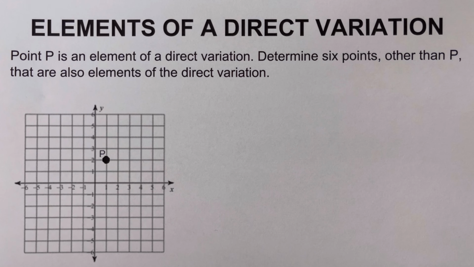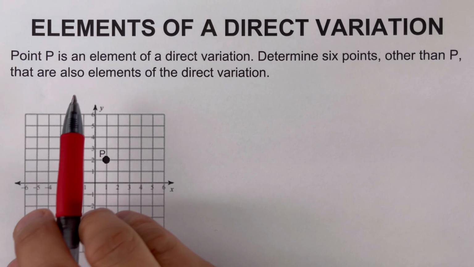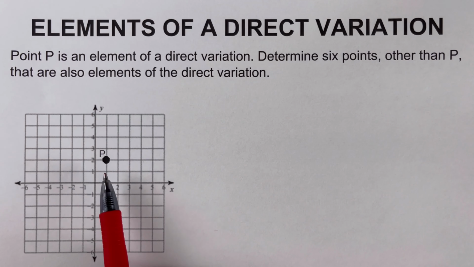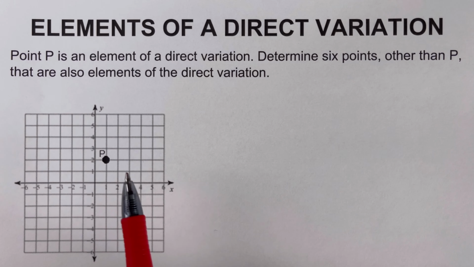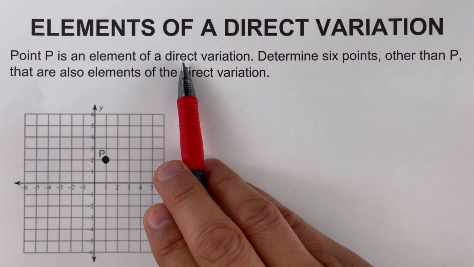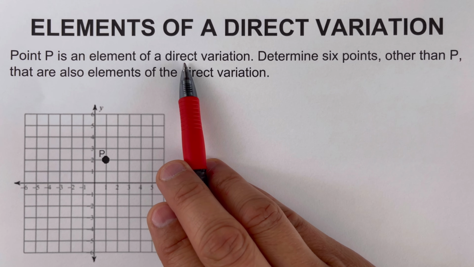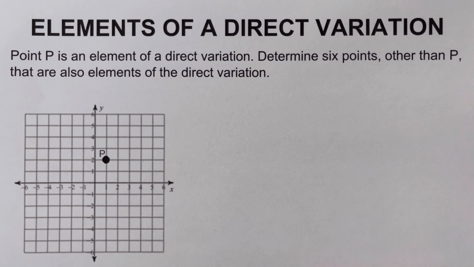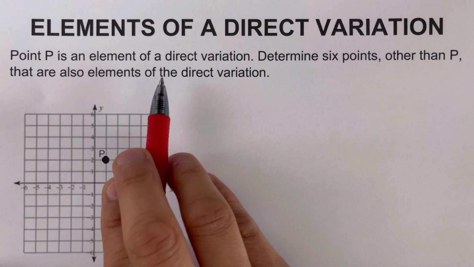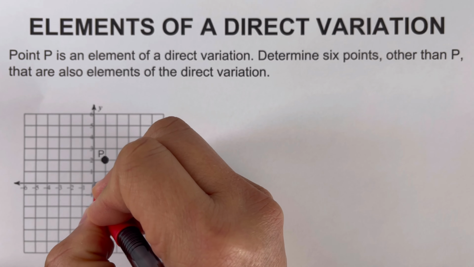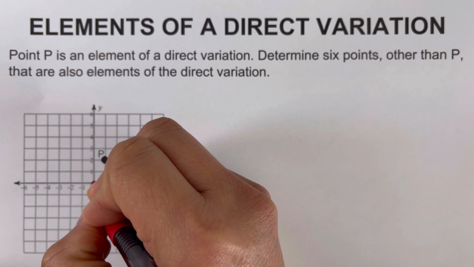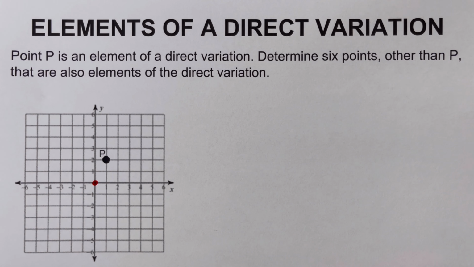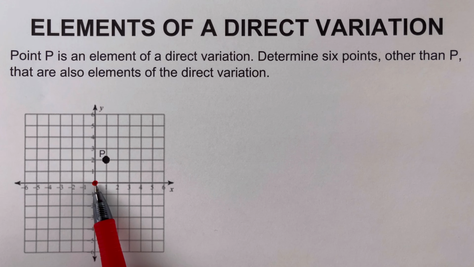Okay, going back to the example right here, point P is an element of a direct variation. We remember that a direct variation graph crosses through the origin at 0, 0, and it's a straight line. So since this is a direct variation, we can come up with another point at the origin, because that's always the rule. If it's a direct variation, it has to cross through the origin 0, 0.